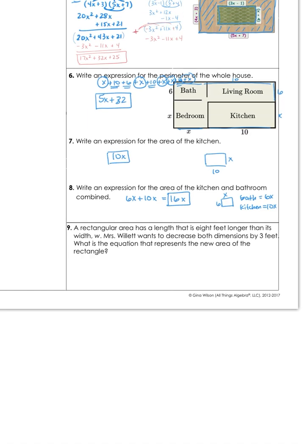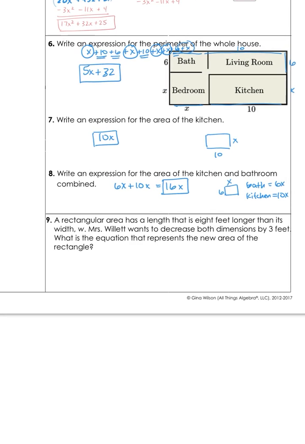All right, one more. This one is going to look suspiciously similar to what's on your chest. So you're going to be able to do this. A rectangular area has a length that is 8 feet longer than the width. I'm going to go ahead and draw that. So you have the width, which they want you to call W. And the length is 8 feet longer, so that is W plus 8. Miss Willett wants to decrease both dimensions by 3 feet. So I'm going to say -3 here and -3 here. So they're both decreased by 3. What's the equation that represents the new area?